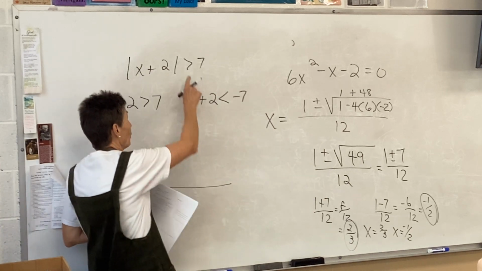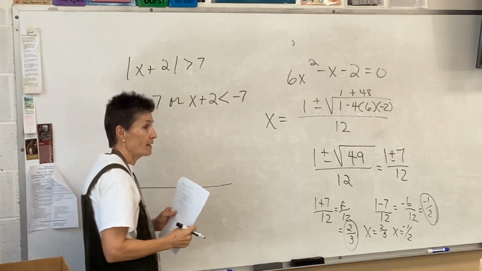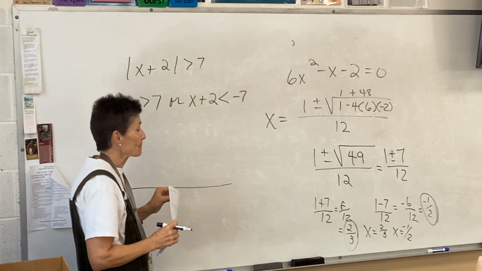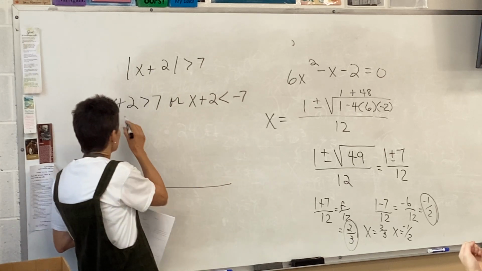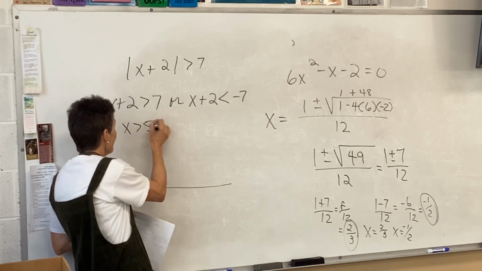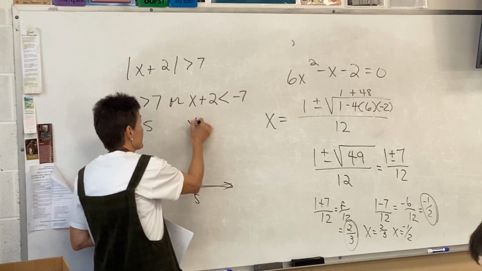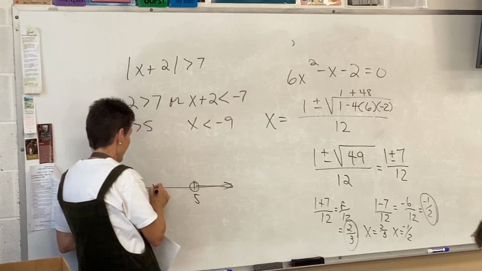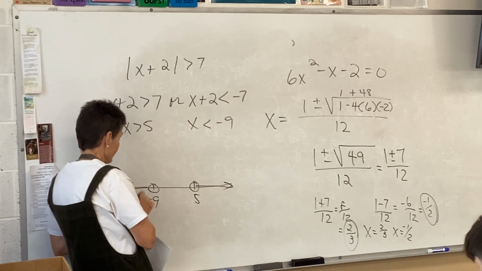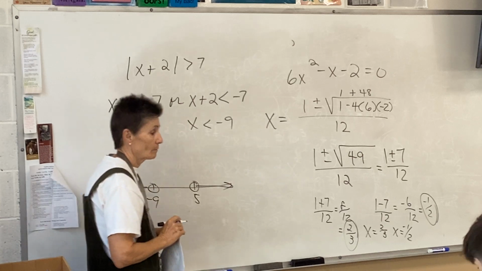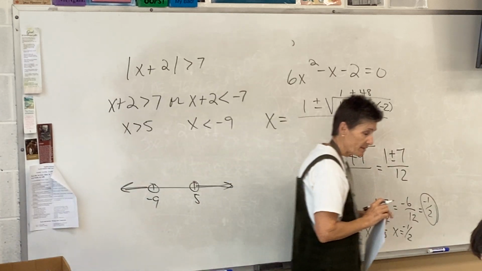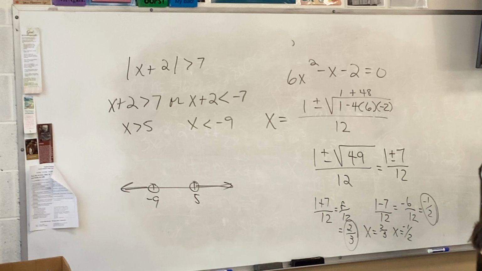And since it's a greater than problem, we're going to put an or in there. And solve. So x is greater than 5. X is less than -9. Okay, I did that kind of fast. Everybody keeping up there with that part? Subtracting 2 from both sides?